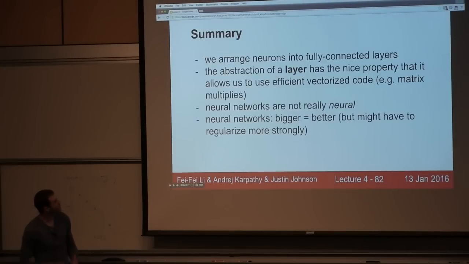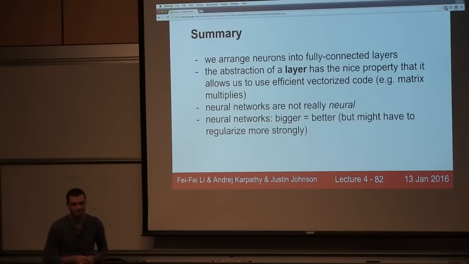Okay, and so as a summary, we arrange these neurons into neural networks, into fully connected layers. We've looked at backprop and how this gets chained in computational graphs, and they're not really neural. And as we'll see soon, the bigger the better, and we'll go into that a lot. I want to take questions before I end. Were there any questions?